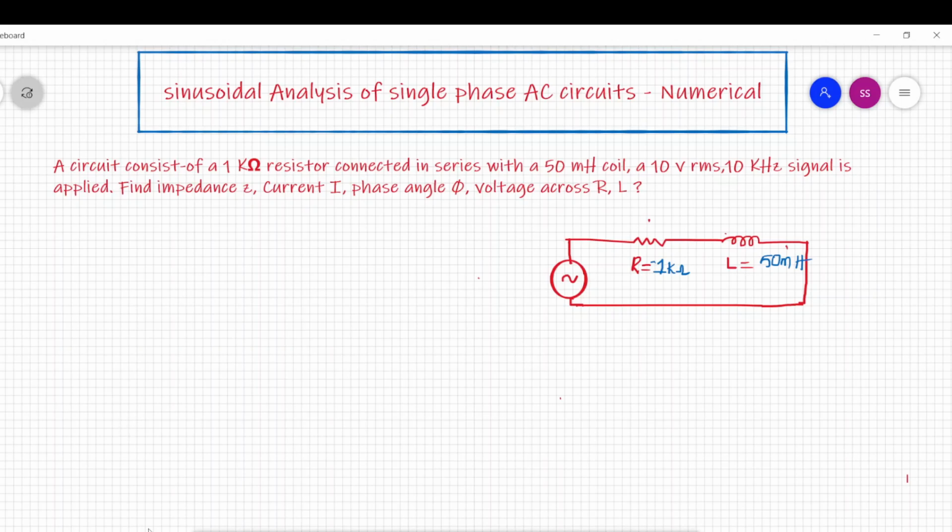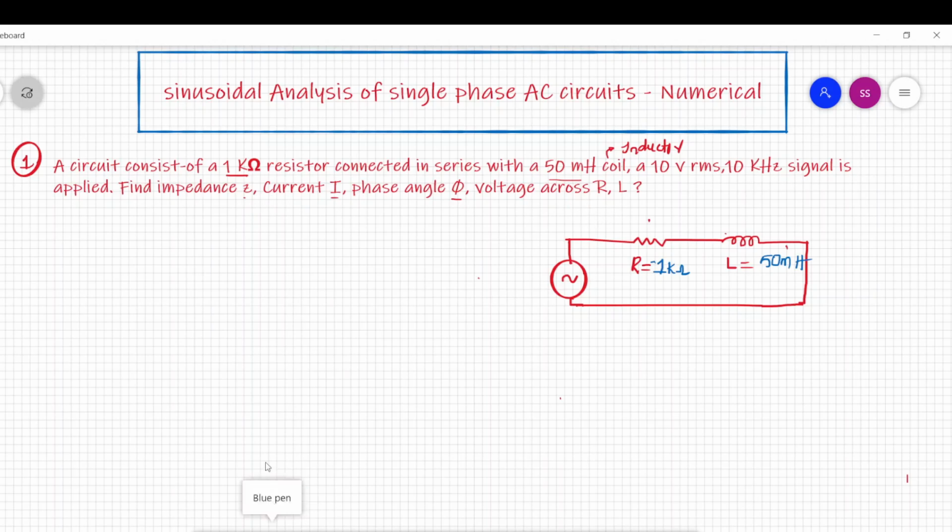Here we have the first one. A circuit consists of a 1 kilo ohm resistor connected in series with a 50 millihenry coil. A coil is nothing but an inductor. A 10 volts RMS, 10 kilohertz signal is applied to the circuit. Then we need to find impedance Z, current I, phase angle phi, and voltage across elements R and L.